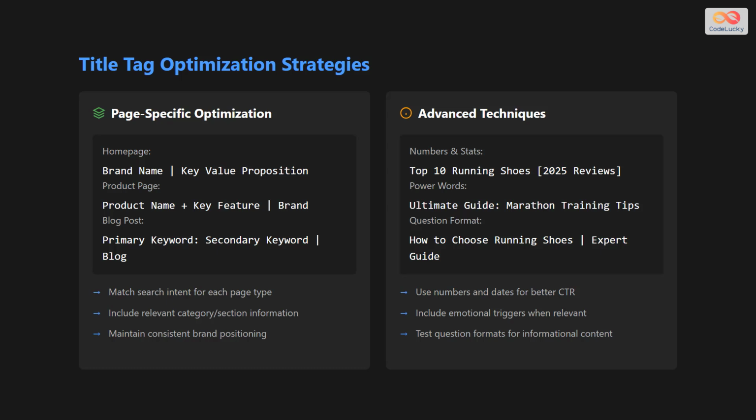Match the search intent for each page type, include relevant category or section information, and maintain consistent brand positioning throughout your website. For advanced techniques, use numbers and dates for better click-through rate. Include emotional triggers when relevant and test question formats for informational content. For example, instead of just running shoes, try top 10 running shoes or how to choose running shoes.